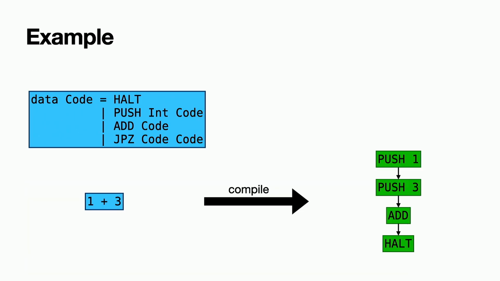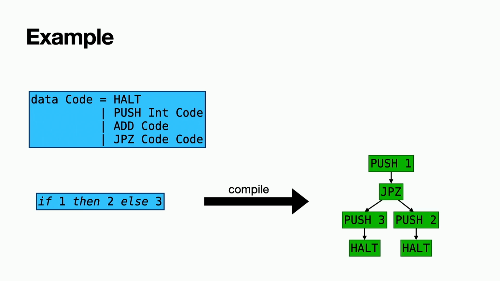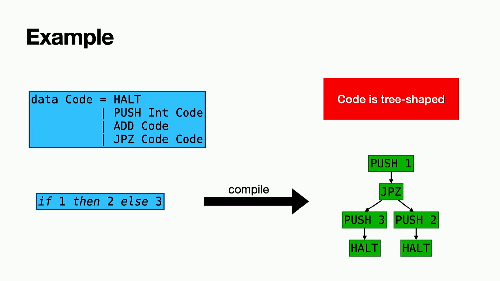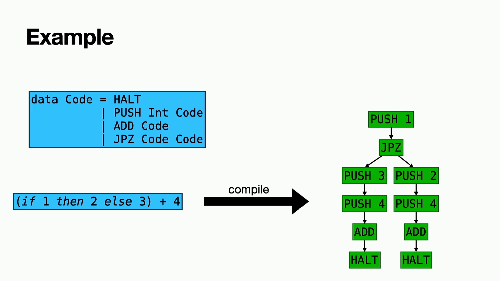Let me show this with an example to make it a bit more explicit, right? It's a very simple expression, and it compiles to nicely linear code here on the right. Push 1, push 3, add, halt, what we would expect. Here we have a conditional, and again what we would expect: the jump if 0 branching instruction, and then the two branches left and right. So in general, this code will be tree-shaped, matching the branching behavior. But let's extend this example by adding a +4 here in the end, right?